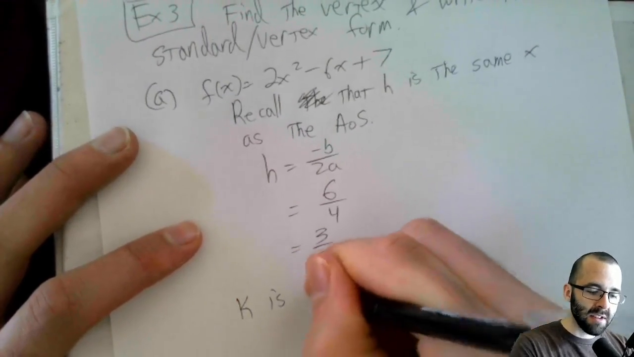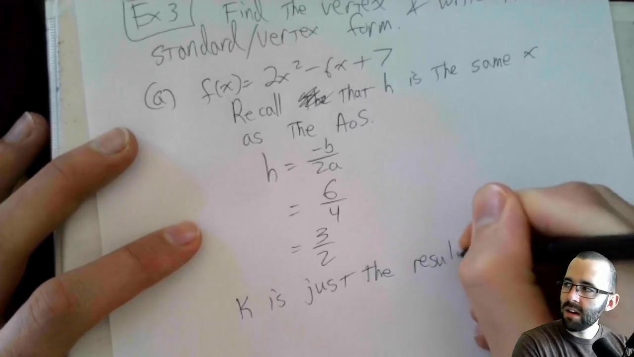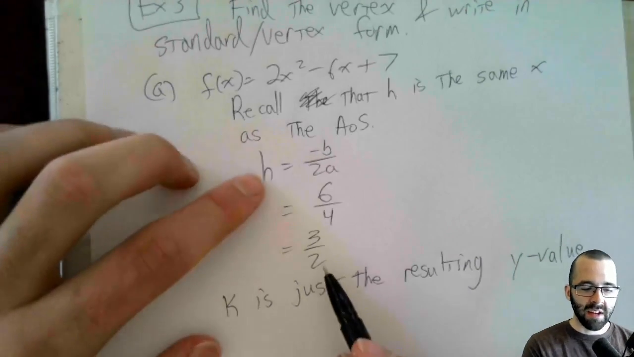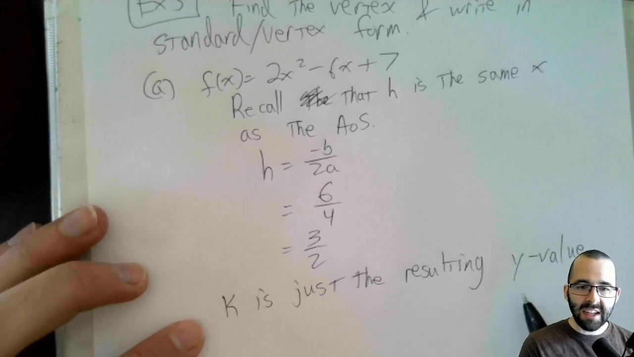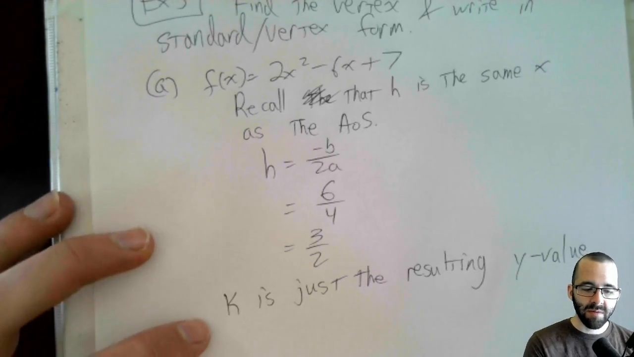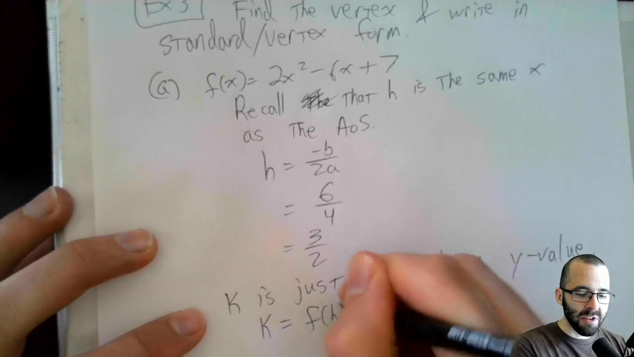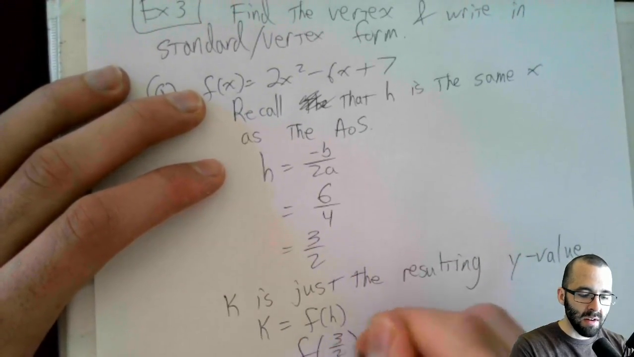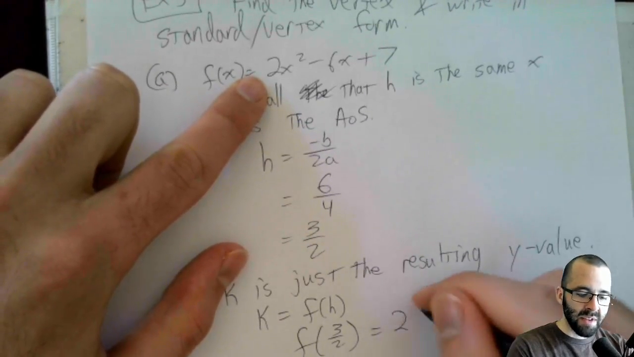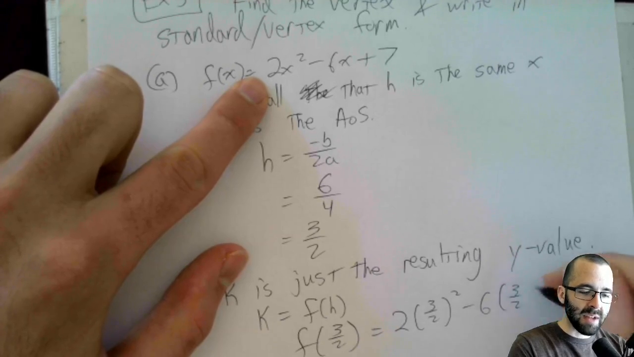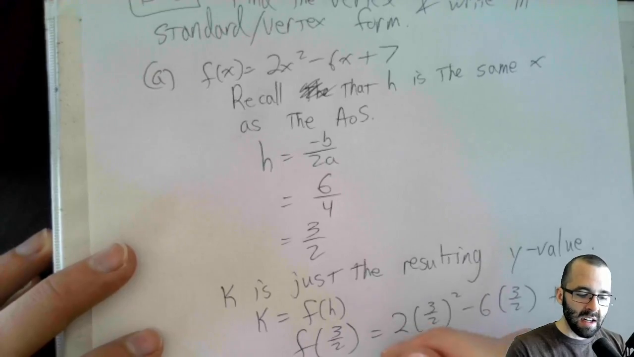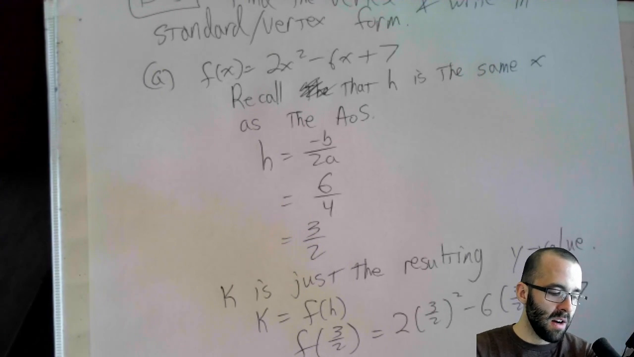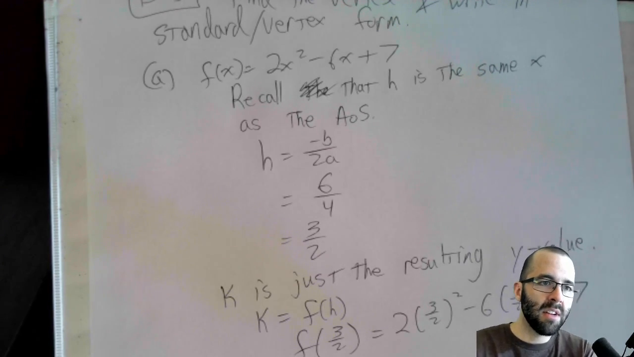Right? And then k is just the resulting y value. So if we find the x value is h, k is just the resulting y value. So we just plug it into the function, right? So k is going to be f of h. So if we find f of 3 halves, we'll get our k value. So it's going to be 2 times 3 halves squared minus 6 times 3 halves plus 7. If you type that into your calculator, you should get something. You're going to get 5 halves.